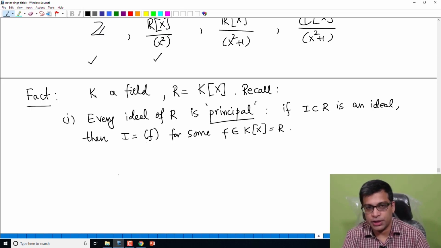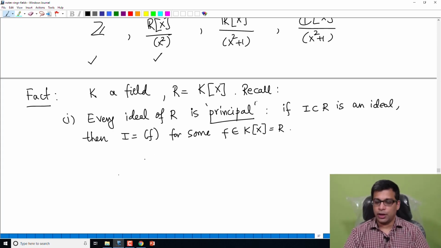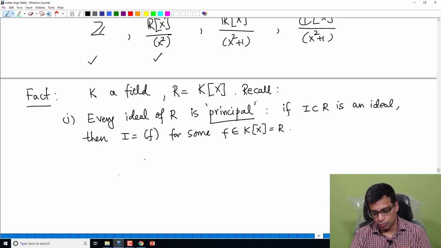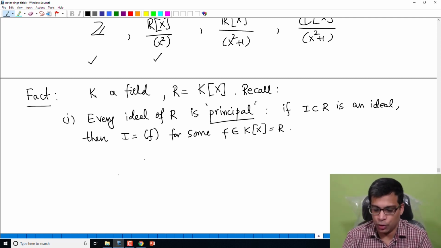Remember this notation here, f within brackets means the ideal generated by f. This consists of all multiples of f, and that's when we call it a principal ideal. And recall the proof of this I did using the Euclidean division algorithm. The idea is to pick the polynomial in I whose degree is smallest, positive degree, and then we use Euclidean division to show that every other polynomial in I is a multiple of f.